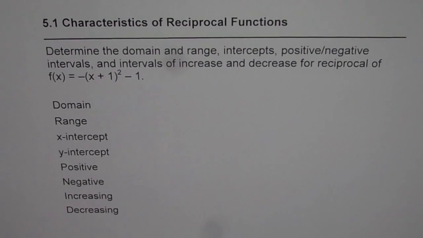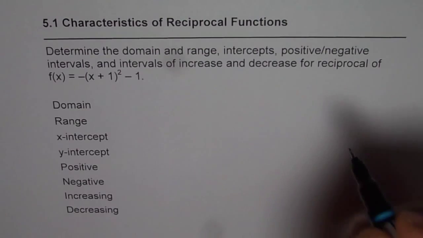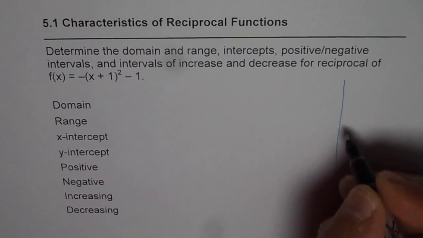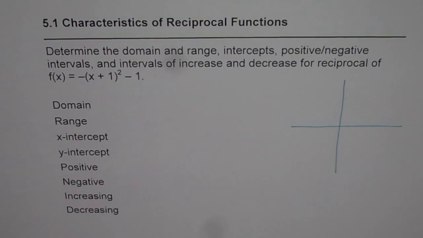Determine the domain and range, intercepts, positive and negative intervals, and intervals of increase and decrease for the reciprocal of f(x) = 2 minus (x + 1) squared minus 1. Now let's make a rough sketch of this function and its reciprocal, and then we will discuss the characteristics.